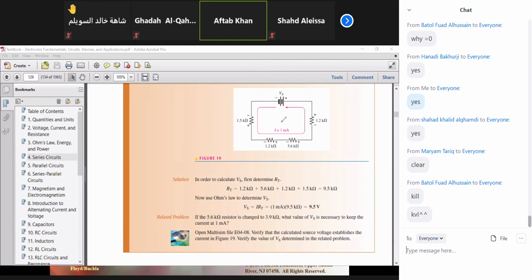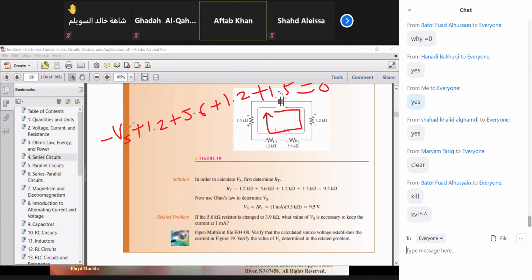Keep in mind, the answer will be the same always. So if, for example, I assume it this way, I will be writing the equation like that: minus Vs, plus 1.2, plus 5.6, plus 1.2, because all the drops are going to be added. It is so simple this way, equal to 0. Understand?